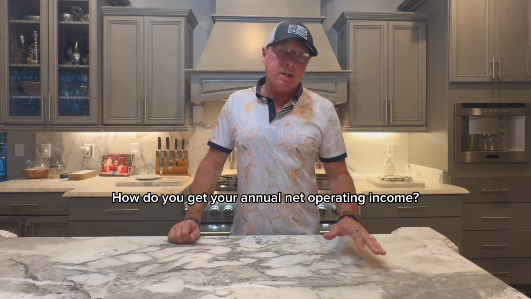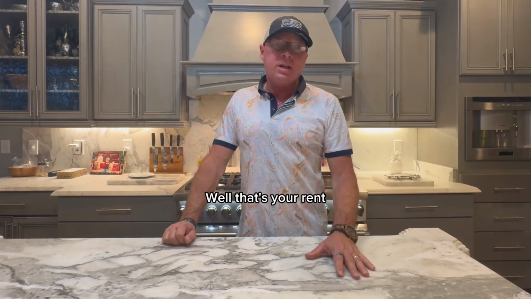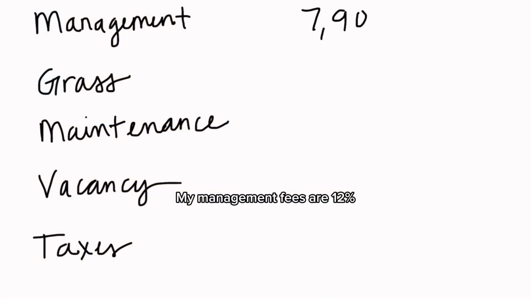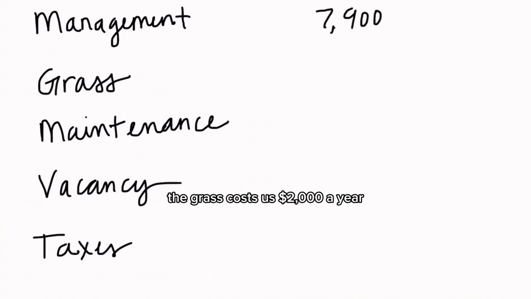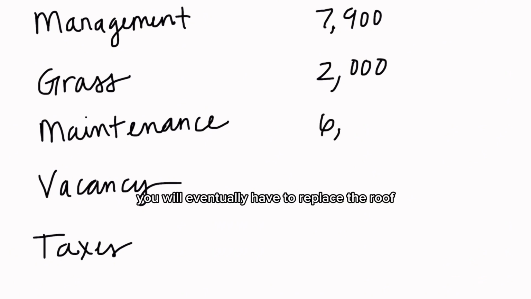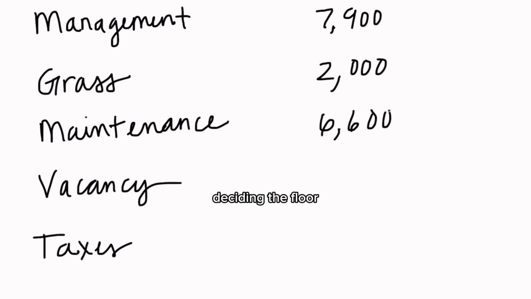How do you get your annual net operating income? Well, that's your rent minus everything else that's set aside for expenses. My management fees are 12%. That's $7,900 a year. The grass costs us $2,000 a year. I set aside 10% for maintenance. That's $6,600. You will eventually have to replace the roof, the siding, the flooring, HVAC.